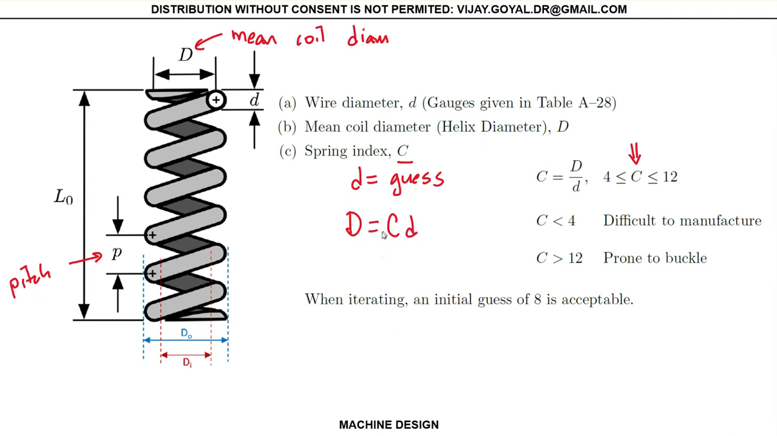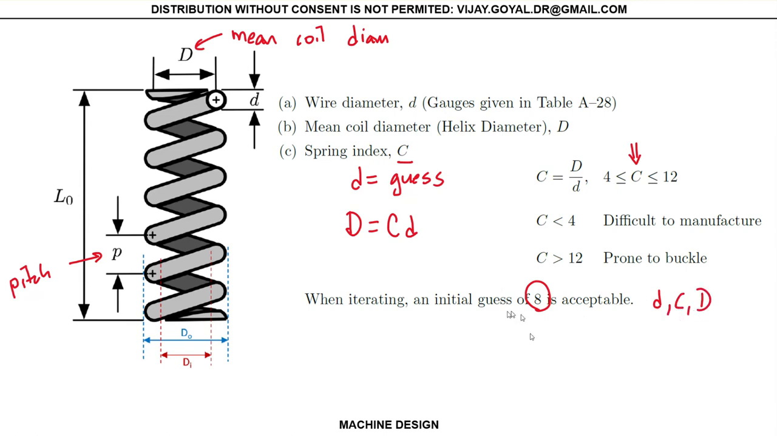Or sometimes we don't have the C. So if you didn't have that, typically start with an initial guess of 8. 8 is acceptable. And then from this, you have 8, then you could find the dimensions that you are looking for, okay?